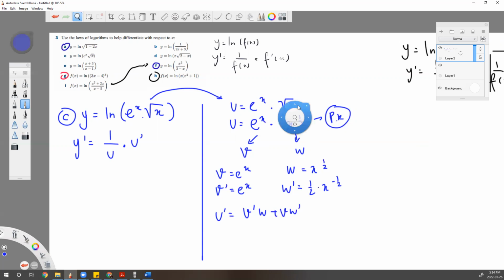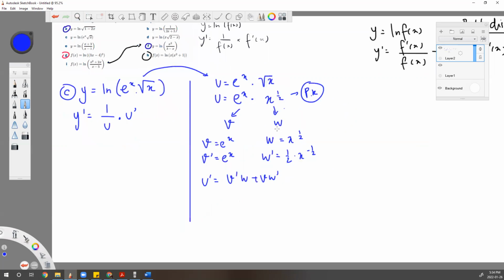So this is the chain rule with the other variables. So v accent w plus this. Okay, I just put a half in front. Put it on the left side: 1 over e power x times square root x, right? Times e power x times x power half plus half e power x times x power negative half.